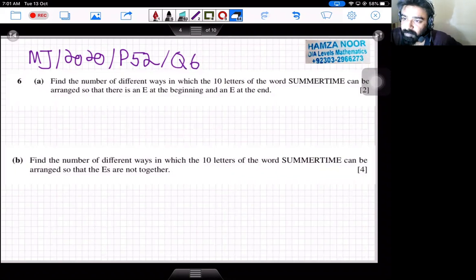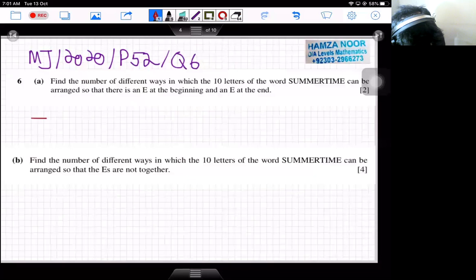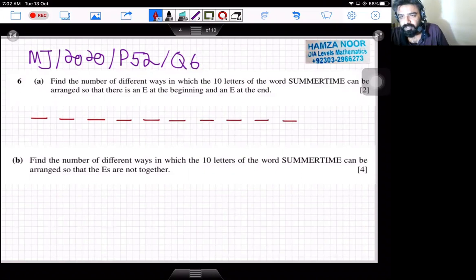How many total number of letters do you have? 10. So you are going to make 10 spaces. 1, 2, 3, 4, 5, 6, 7, 8, 9, 10. You have to deal with the restrictions over here first. So E is placed at the beginning, E is placed at the end. So these are the restrictions first.